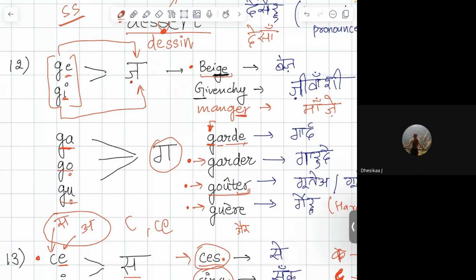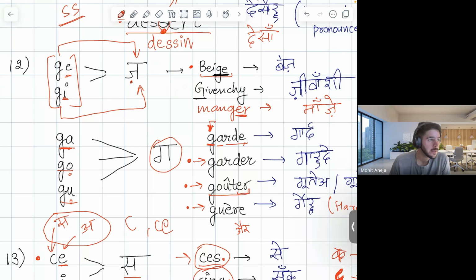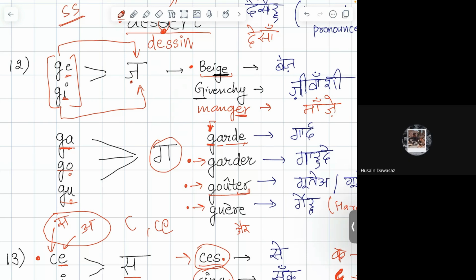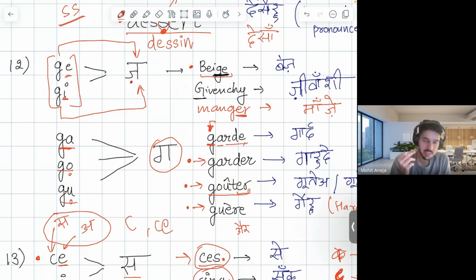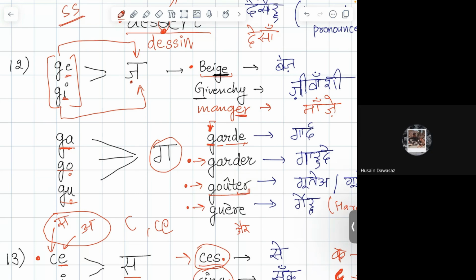Hussein, can you say the last one for me, please? Hair. Yeah, it's close. Can you repeat that? It's ger. Okay, ger. Like paraya ger wala ger in Hindi. We have ger. Yes, ger.